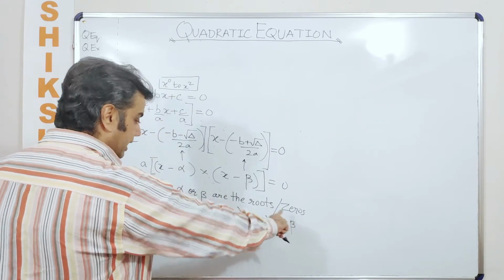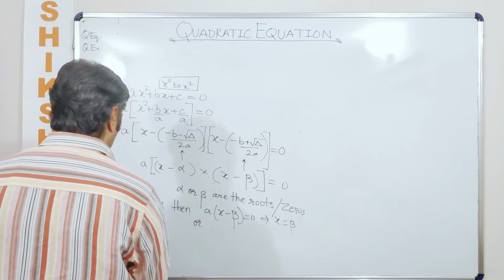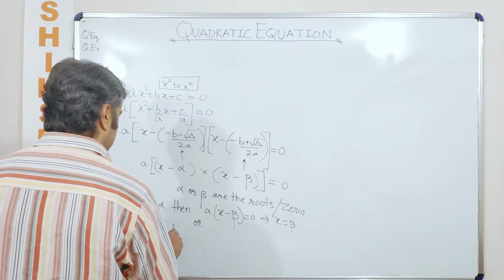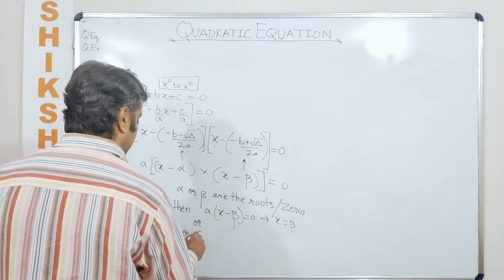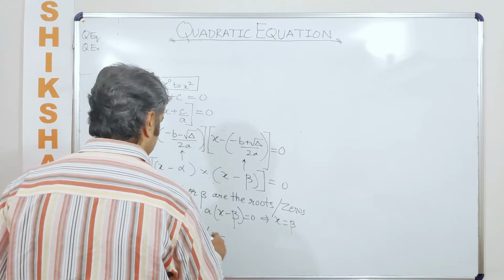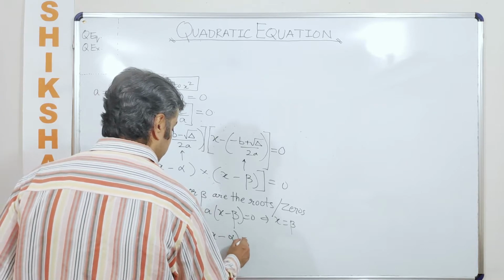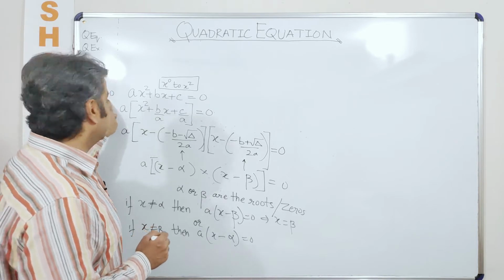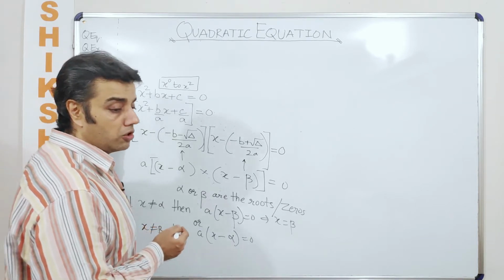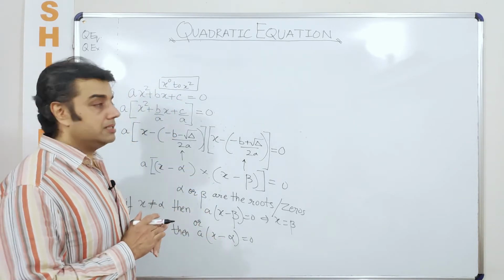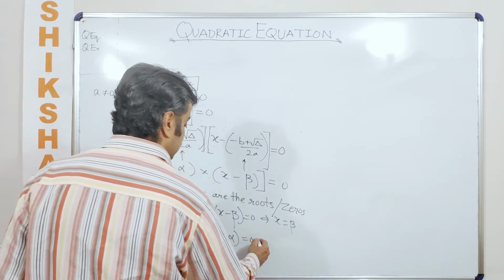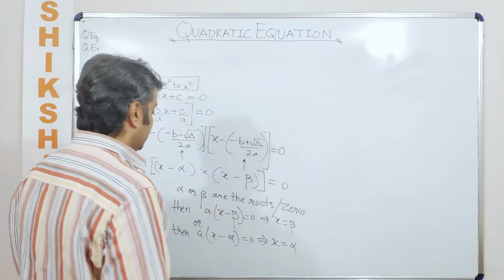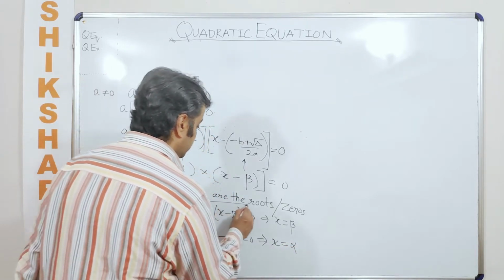Now this is a standalone term. Or another condition is, if x is not equal to beta, then we say a times of x minus alpha is equal to zero. Now we know that a itself is a non-zero number. A can take any number value which is either real or complex, but it cannot be zero. So now in this case you will say the other root, or the other zero, is x is equal to alpha, which is why this terminology is very important.